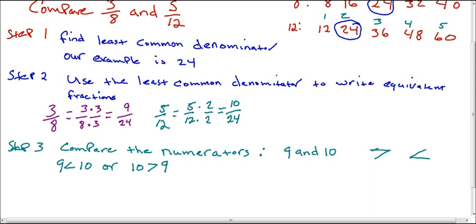So all we have to do now is put them in fashion by saying 9 over 24 is less than 10 over 24, or we can just simply say 3/8 is less than 5 over 12. Okay, final answer.